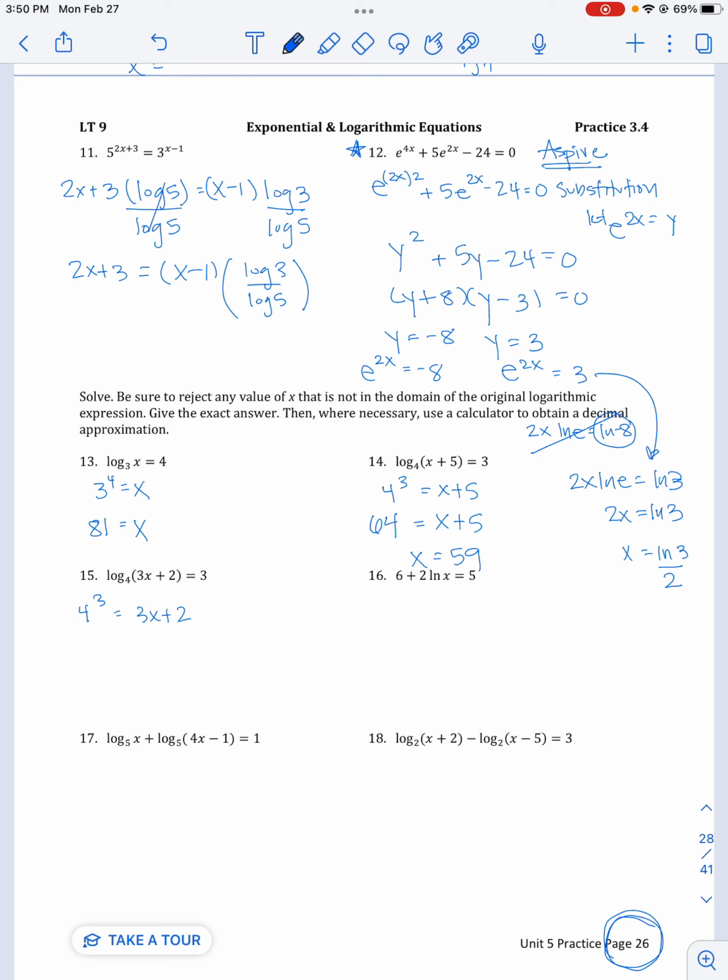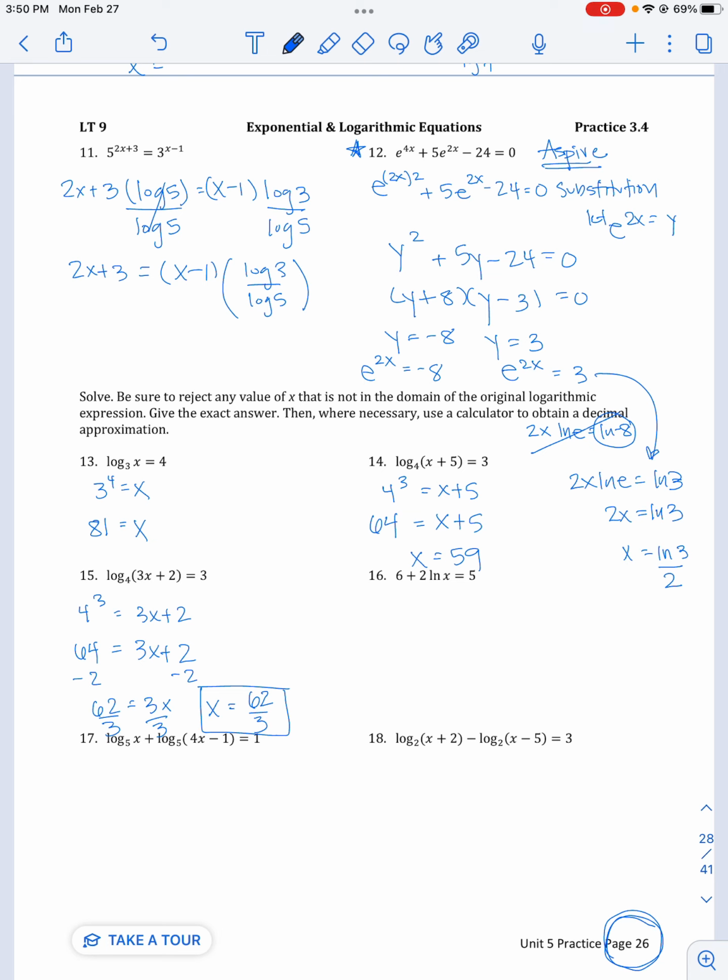Now for this one, 4 to the third, number 15, equals 3x plus 2. So that is 4 times 4 times 4. Again, 64 equals 3x plus 2. Subtract 2 from both sides, and 62 is equal to 3x. Divide both sides by 3, and whatever 62 divided by 3 is, that is your answer for this question.